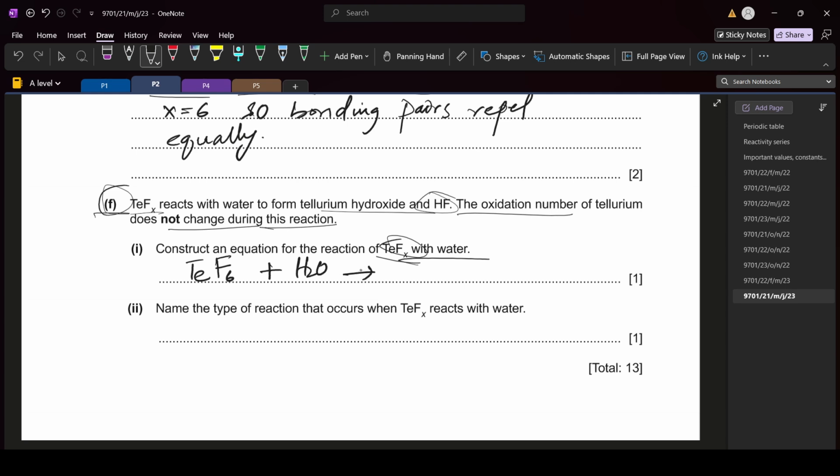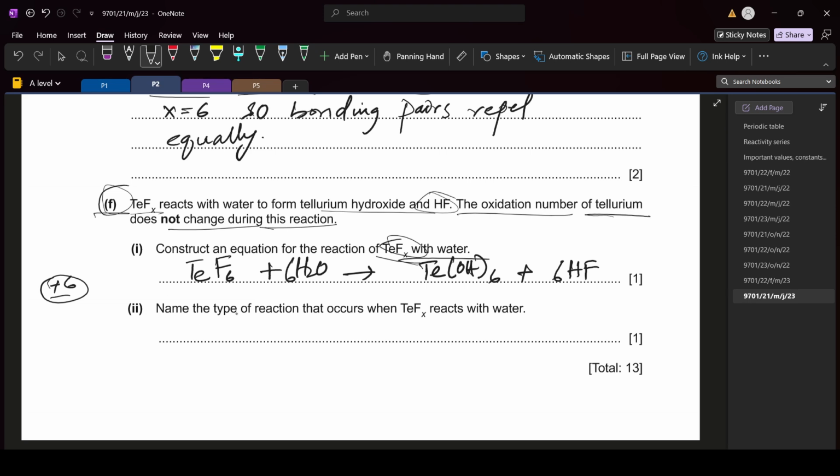So it forms tellurium hydroxide, and it told you that the oxidation state of tellurium does not change. So the oxidation state of tellurium in TeF6 is plus 6. Here it will also have an oxidation state of plus 6. Then you have HF. So balance the equation, and this is your final equation.